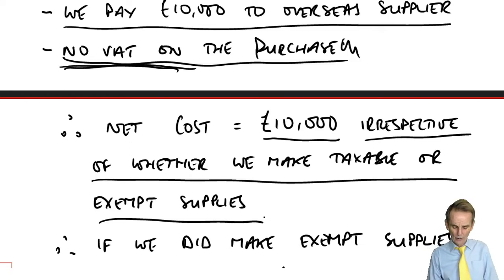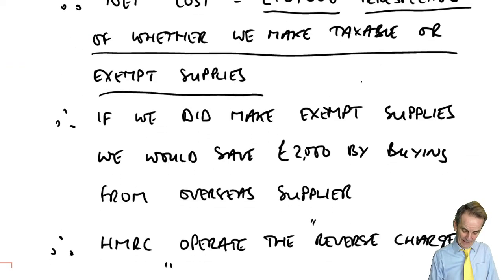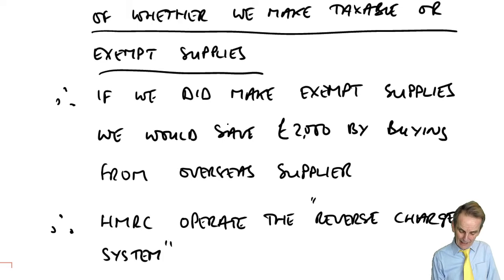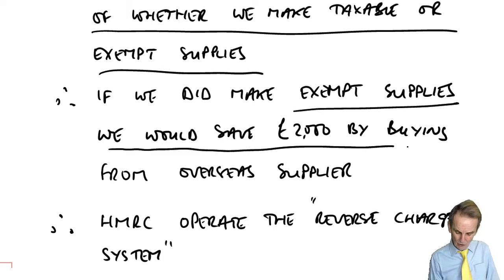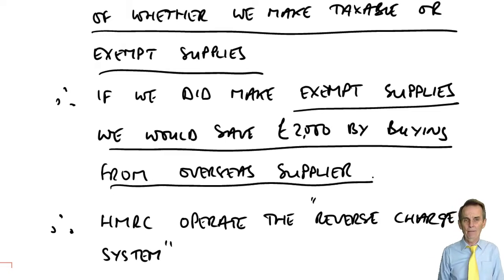All we've done is buy in these goods from overseas. That vendor has dealt with their own sales tax system or VAT system, whatever it might be, but we have paid the £10,000. Okay. If we did make exempt supplies, we would therefore save £2,000 by buying from the overseas supplier.